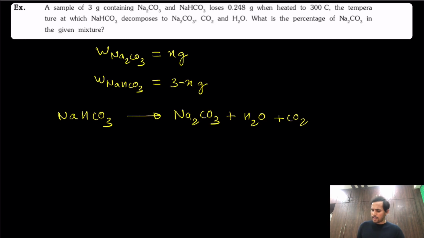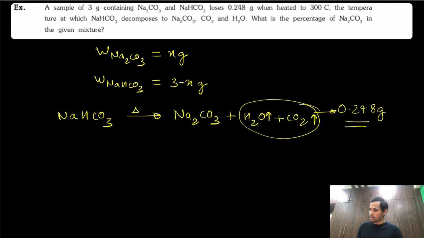So we know that when NaHCO3 is heated, it gives us Na2CO3, H2O and CO2. Now keep this thing very clear in your mind that H2O and CO2 at this temperature will be volatile substances. So these will escape the reaction mixture. So whatever the loss we are seeing, that is 0.248 gram, that is because of these two. So these two's combined weight will be 0.248 grams.